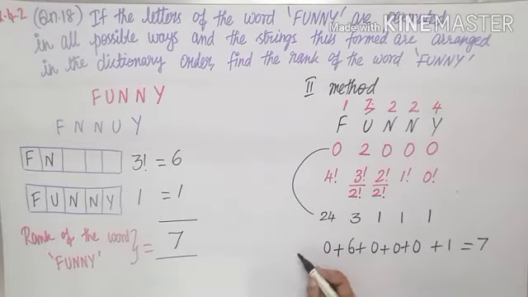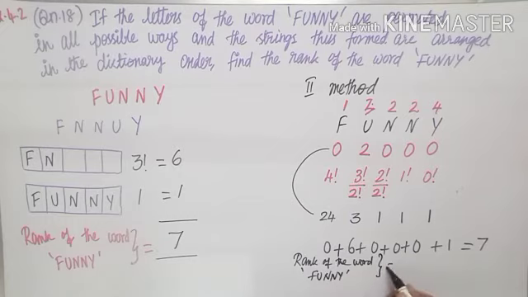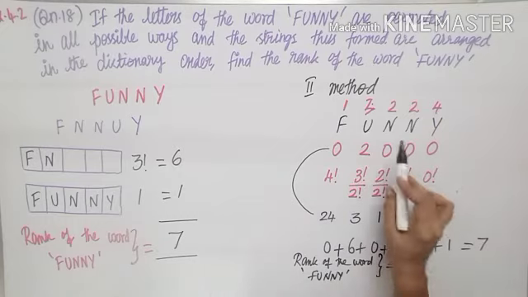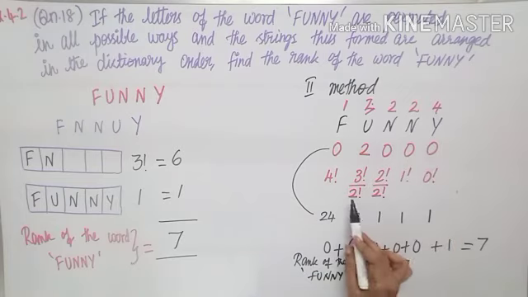Take and write it. Rank of the word FUNNY equals 7. You can try any of the methods, but here when repetition comes, remember to divide by that factorial.